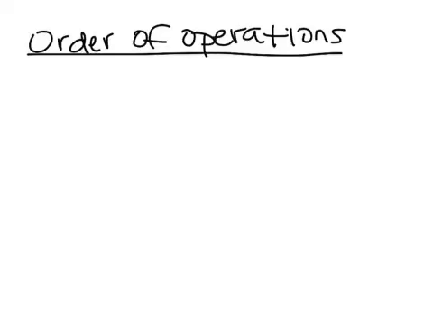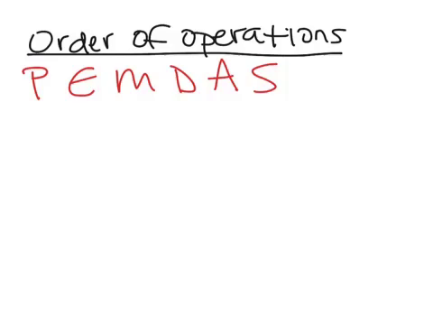So let's take a moment to review how you even do order of operations. The acronym that you want to remember is PEMDAS. P stands for parentheses. With parentheses, though, also comes absolute value. So if you see an absolute value, you have to do that first. So you're going to treat absolute value bars just like parentheses.